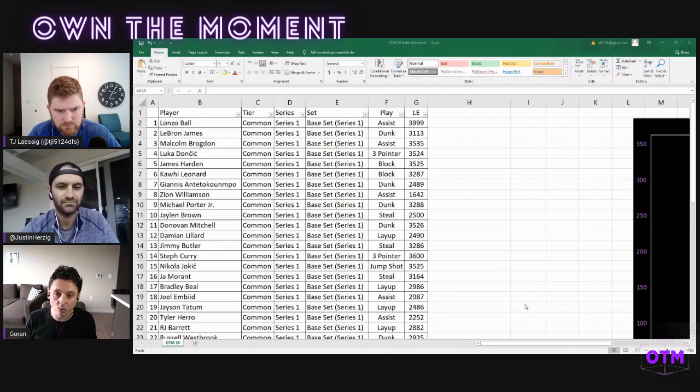If a serial number 1 of LeBron Dunk goes for 50K, I mean, that's nothing new, right? But if a serial 3,100 goes for, I don't know what the value is right now, but higher than usual, that is definitely reflected in the index.